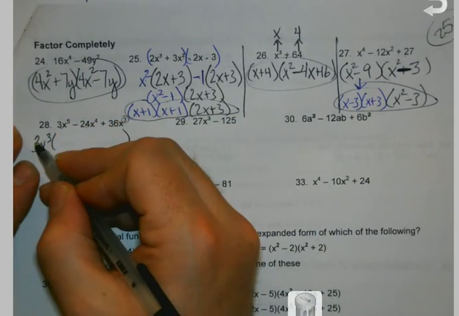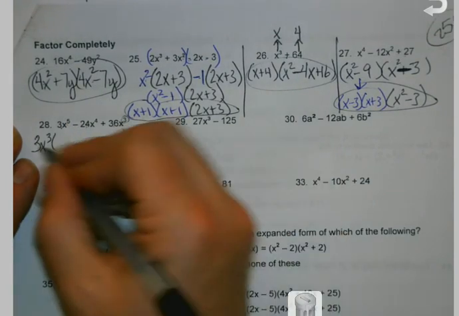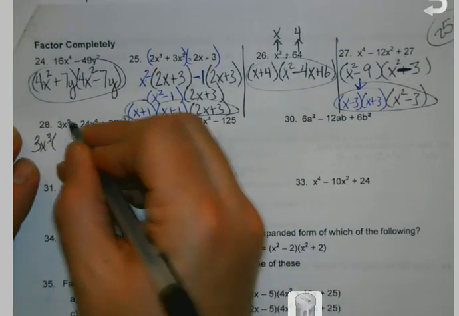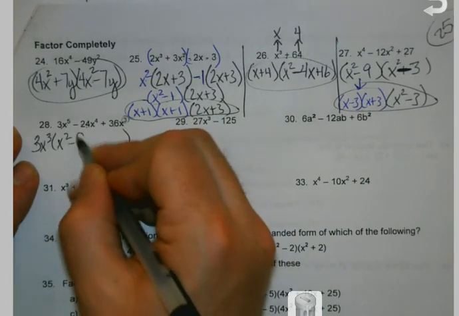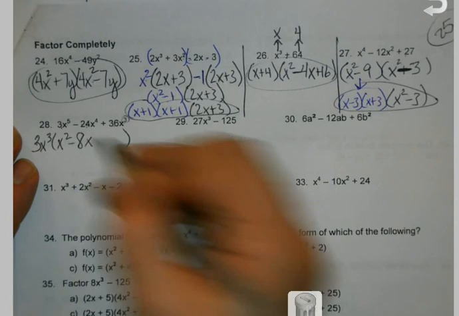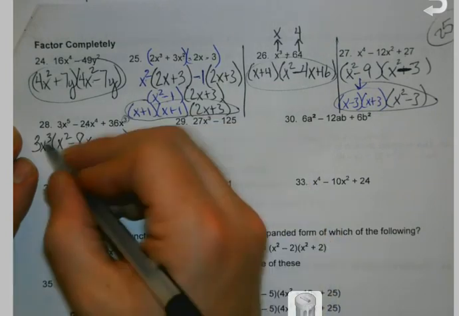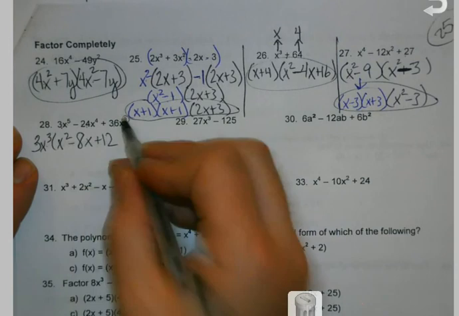So now whatever I multiply 3x to the third by to get each term back is what's going to go on the inside. I already have the 3. 3 to get to 5, I need 2. 3 times negative 8 is 24. 3 plus 1 is 4. 3 times 12 is 36, and I already have the x to the third.